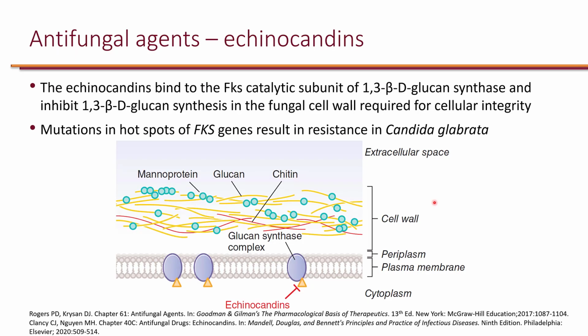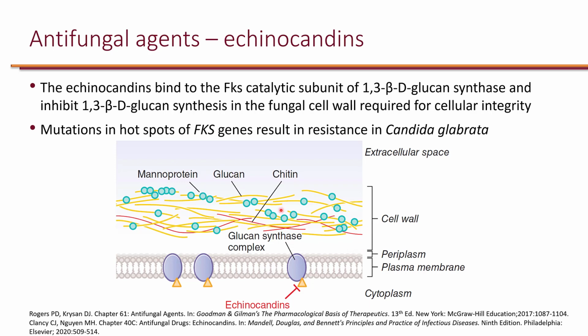The next class of antifungals are echinocandins. So these actually bind to the FKS catalytic subunit of the 1,3-beta-D-glucan synthase. So this is an important enzyme. And by doing that, it inhibits the 1,3-beta-D-glucan synthesis, which is an essential component of the cell wall of many fungal species, with the exception of Cryptococcus species.